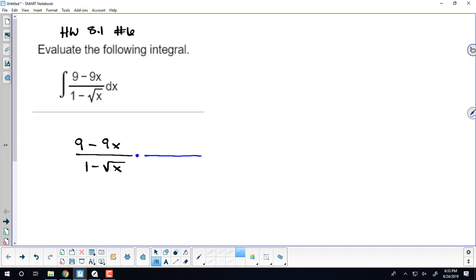X squared, right? If we multiplied by x squared, we would have x squared minus x squared times x to the 1/2, or x to the 5/2, just to have that funky radical or power of x. 1 plus root x, yeah, the conjugate. I don't know if this will work or not, but we're certainly going to try it. Okay, so that gives us, I have a mess on the top at this point.